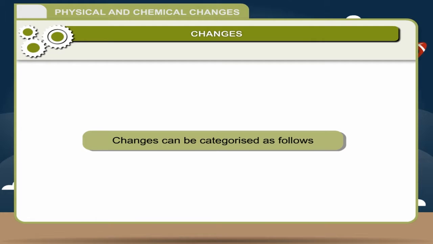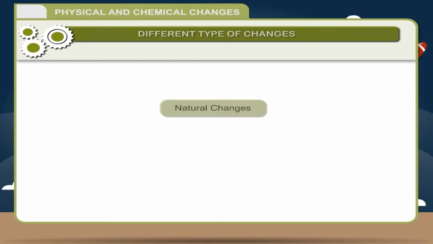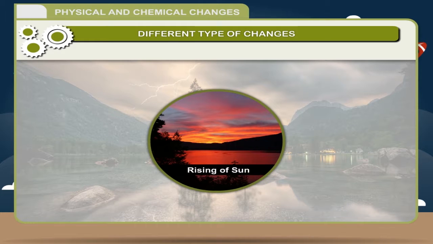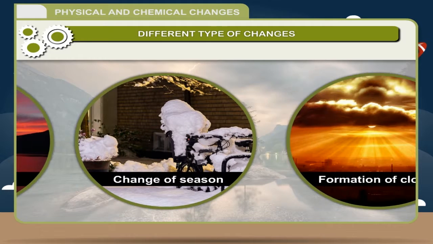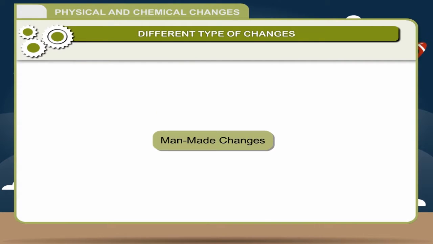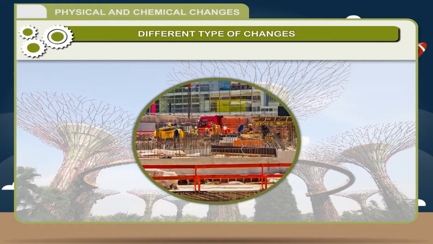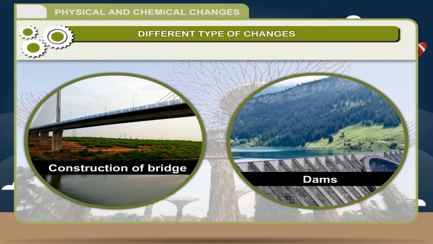Changes can be categorized as follows. Different types of changes. Natural changes. A change that occurs naturally, like rising of sun, change of season, formation of clouds. Man-made changes. A change that occurs due to the action of human activities, like construction of bridges, dams, etc.